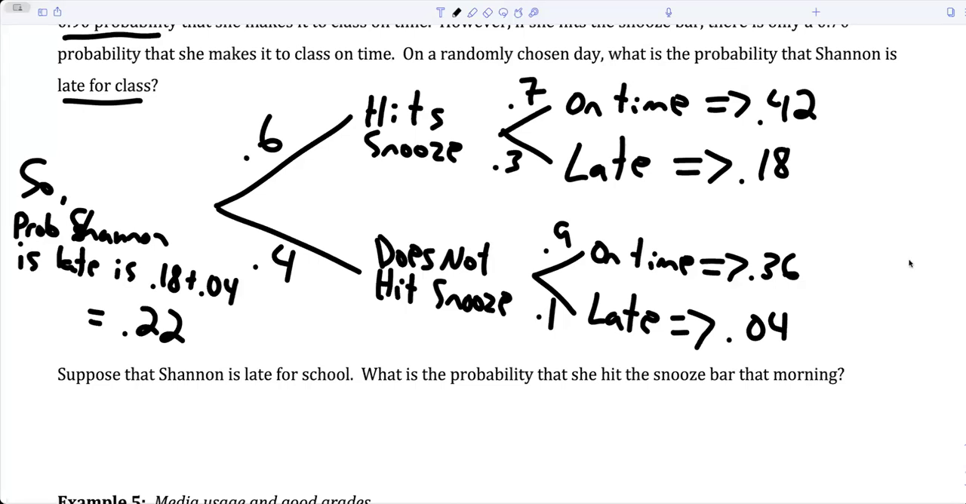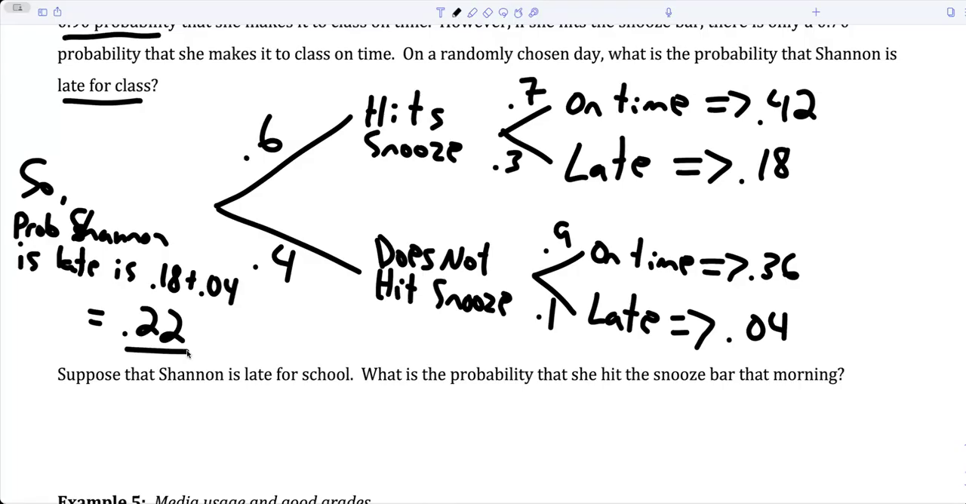All right, we're back. So since these two events are mutually exclusive, if I want to calculate the overall probability that she is late, I'm going to use the addition rule and add 0.18 and 0.04 to get 0.22.